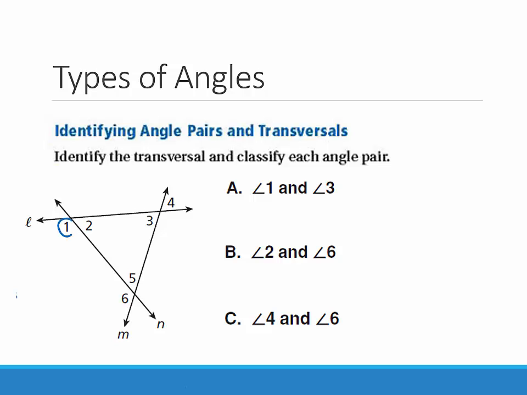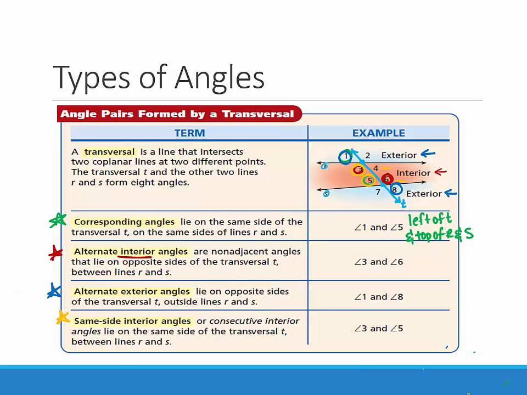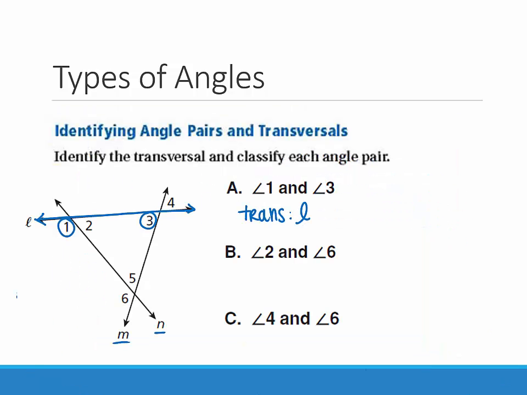So if I look at angle 1 and angle 3, the transversal is what goes through both of those angles. So in this case, my transversal is line L. And then we have to identify how those two angles are related. So angle 1 and angle 3 are on the same side of my transversal, and they are both above these other two lines, M and N. So we go back to our definitions. They're on the same side and on the same side of your two lines. So those have to be corresponding angles.